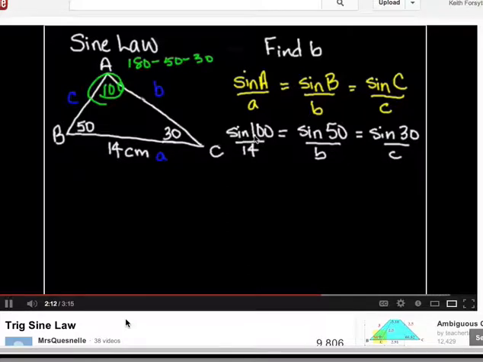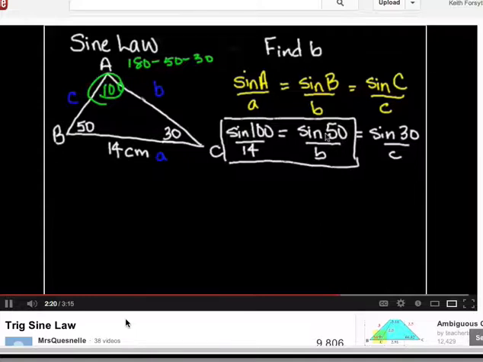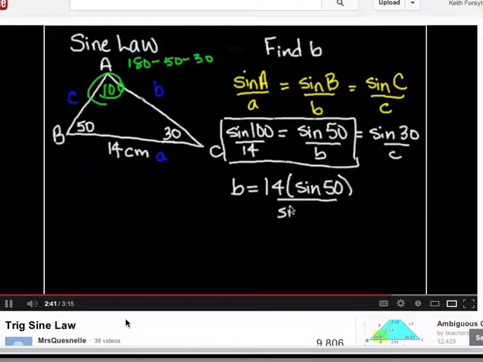And I'm going to use the first fraction and the middle fraction to find my side B. Obviously I want to use the middle one because that's the one that has the piece that I need to find. And I'm going to use my properties of cross multiplication here. I know that B is going to equal multiplying across the diagonal, so 14 times sine of 50 divided by what's left over, sine of 100.